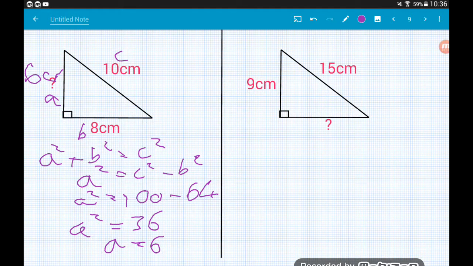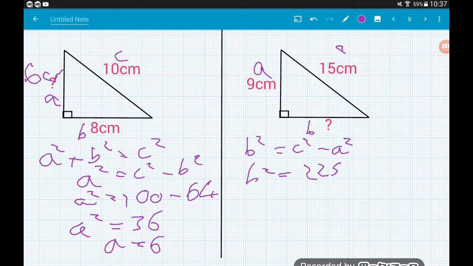Jobs are good. Okay, so if we check out this guy on the right and use our same labeling system, then this time we are looking for B. To get B squared on its own, we would take away the A squared and get B squared equals C squared minus A squared. So if we substitute our numbers in, we get B squared is equal to 15 squared, which is 225, minus 9 squared, which is 81.